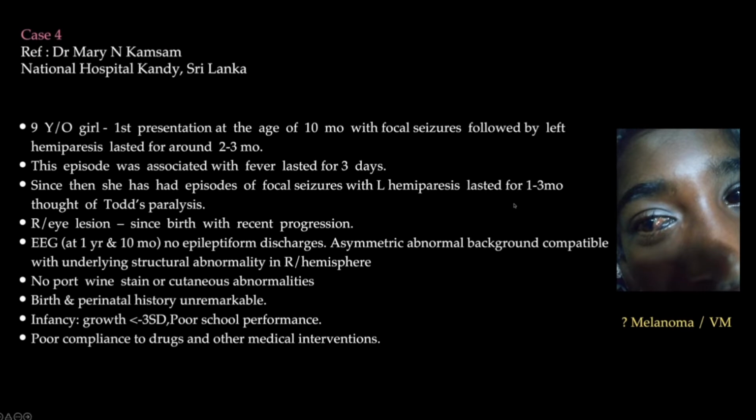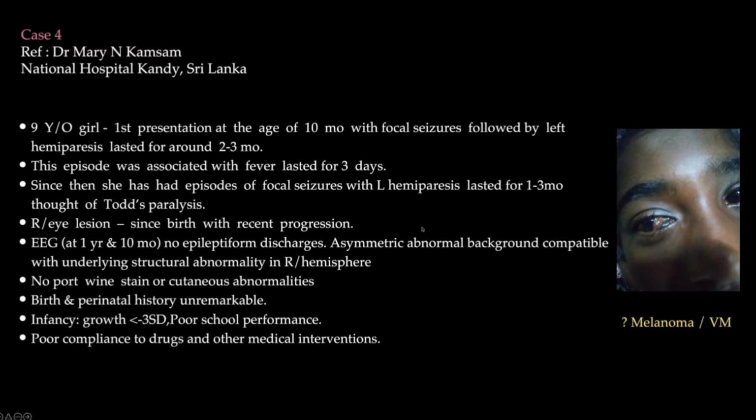It's a 9-year-old girl, first presented at the age of 10 months with focal seizures, followed by left hemiparesis, which lasted for around 2 to 3 months. The episode was associated with fever, which lasted for 3 days initially. Since then, she has had episodes of focal seizures with left hemiparesis, which have lasted for 1 to 3 months, and clinically thought of as Todd's paralysis. The right eye lesion, which we are thinking of as a melanoma or a vascular malformation, was present since birth and has since progressed. EEG at 1 year and 10 months had no epileptiform discharges.